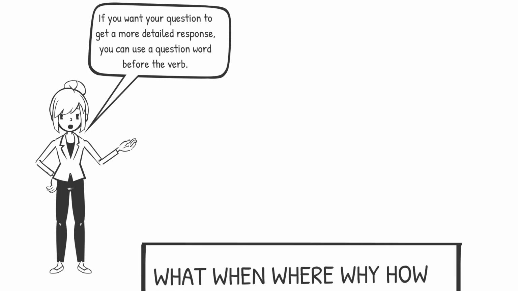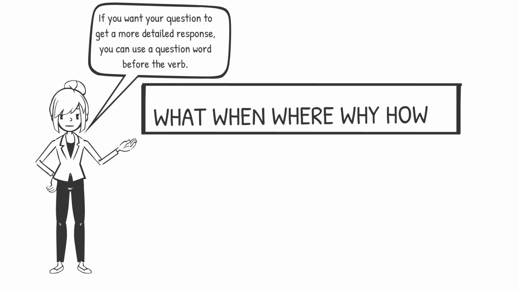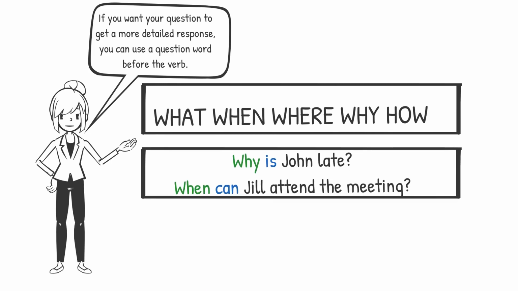The question words are what, when, where, why, and how. With type 1 questions, just put a question word before the verb be or the modal verb. So if you want to know the reason John is late, you would ask, why is John late? Or if you want to know the date or time that Jill is able to attend the meeting, you can ask, when can Jill attend the meeting?